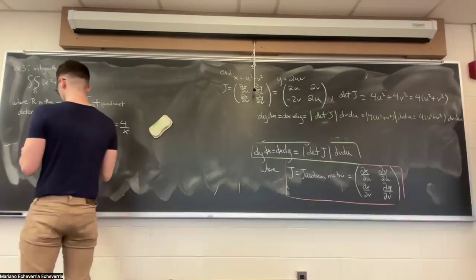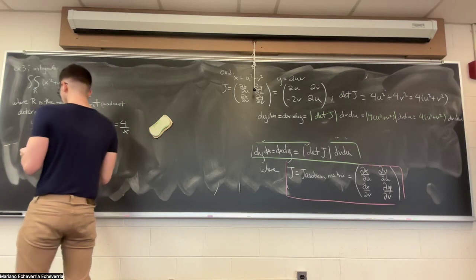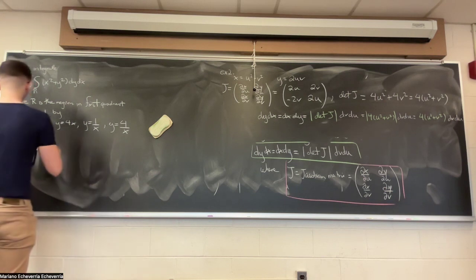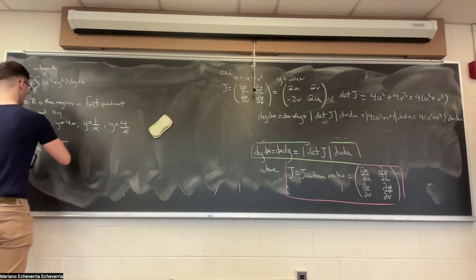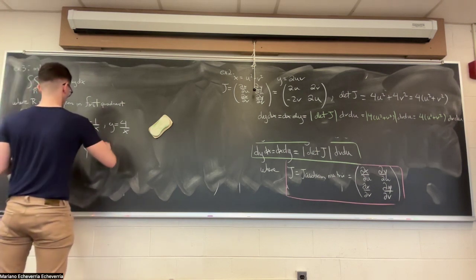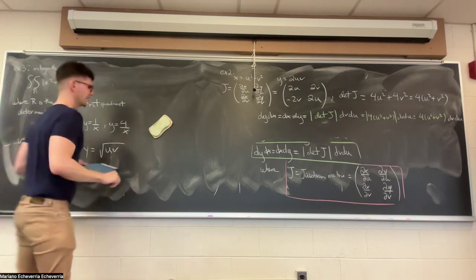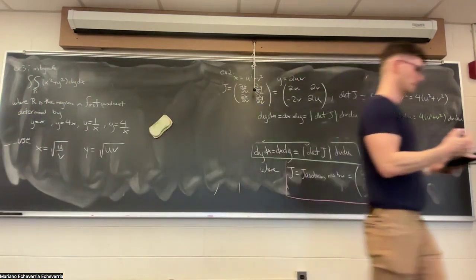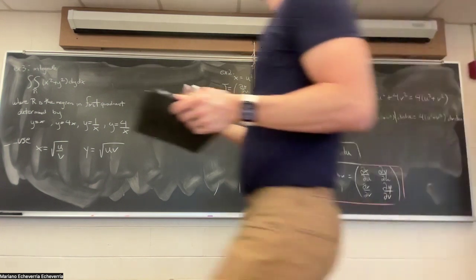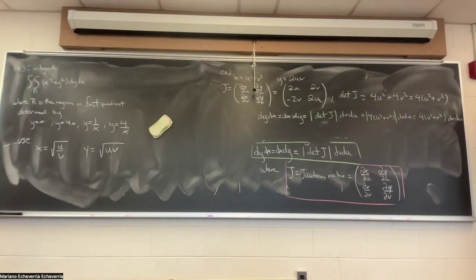And sorry, I forgot. The change of variables that you use is x equals root of u over v and y equals root of u times v. So again, the change of variables is always provided for you. That is what is going to be used in this case.